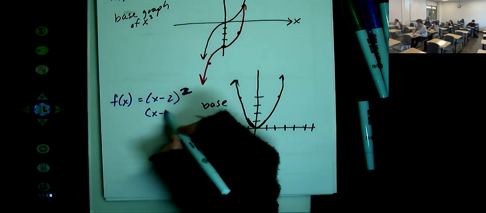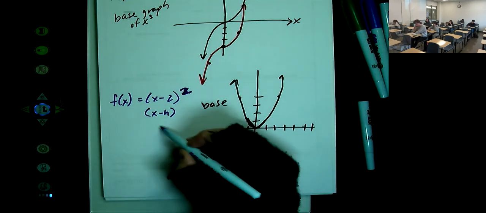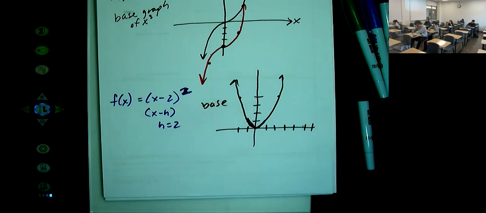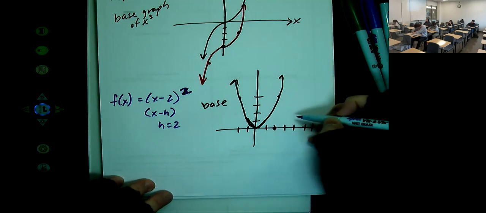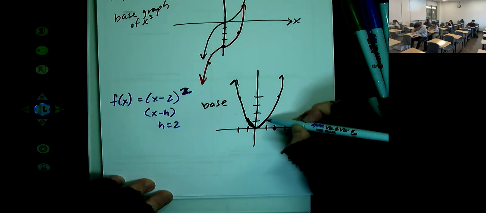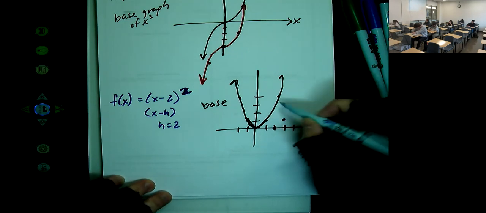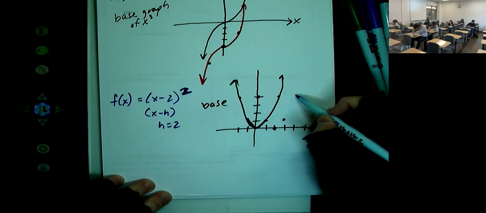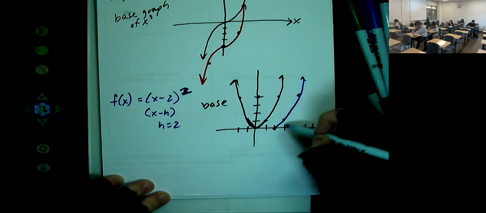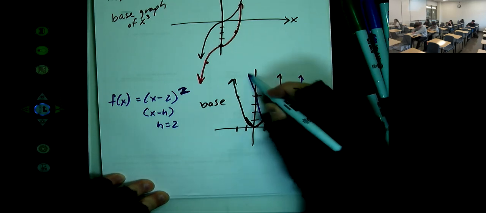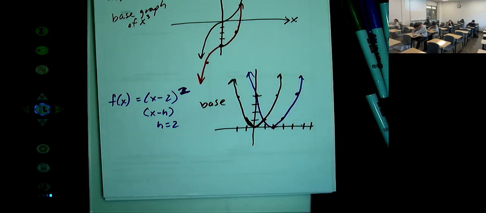This is x minus h. So h here is 2. Which means we're going to move the graph right 2 units, and do the same thing. 1, 1, 2, 4. So it just shifts or moves the graph up and down. It moves it all around.